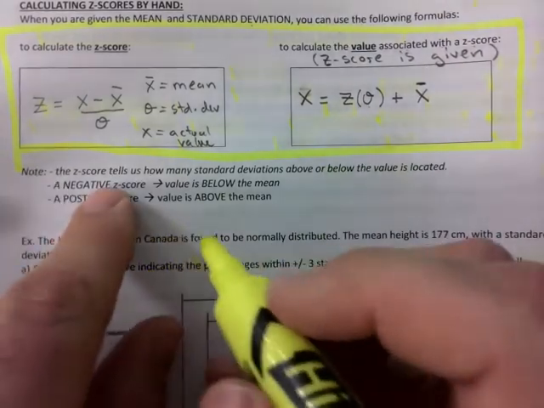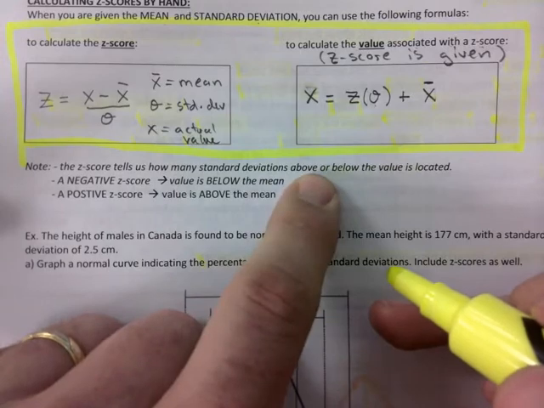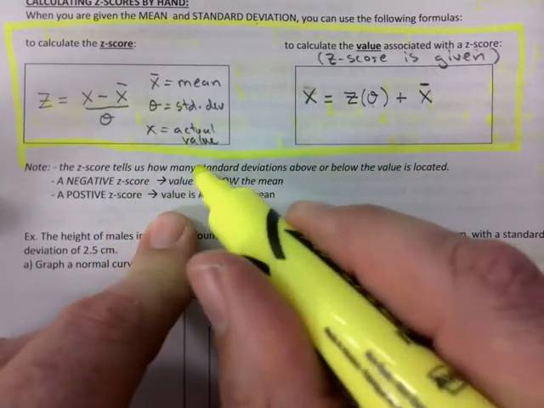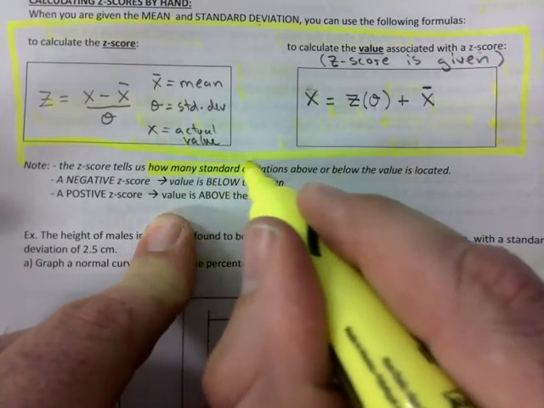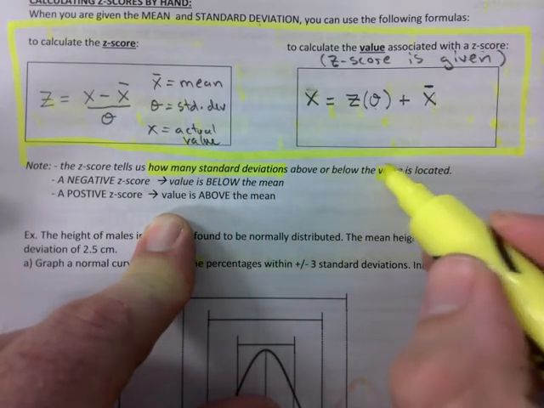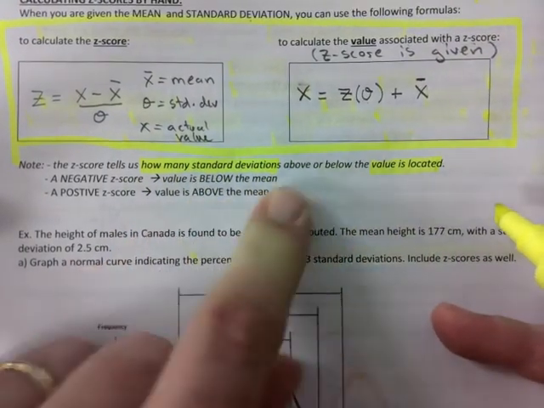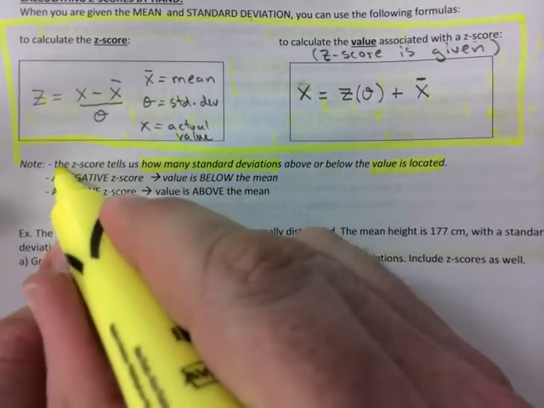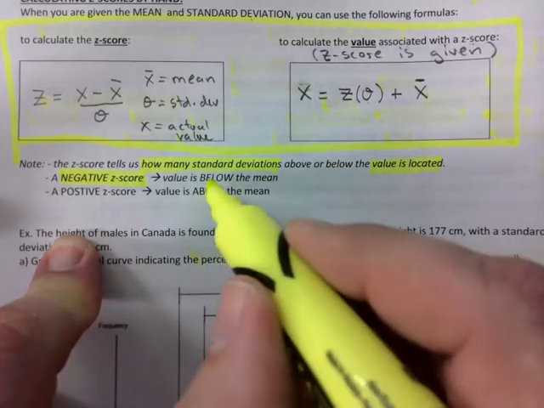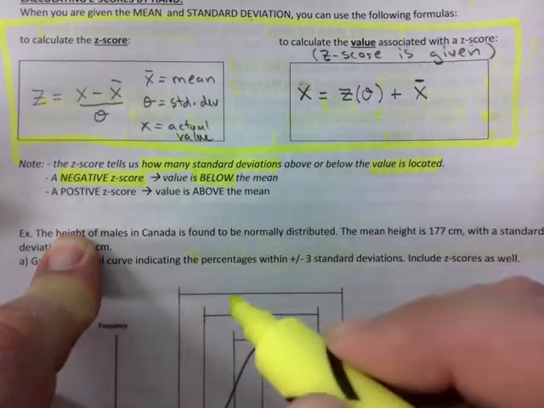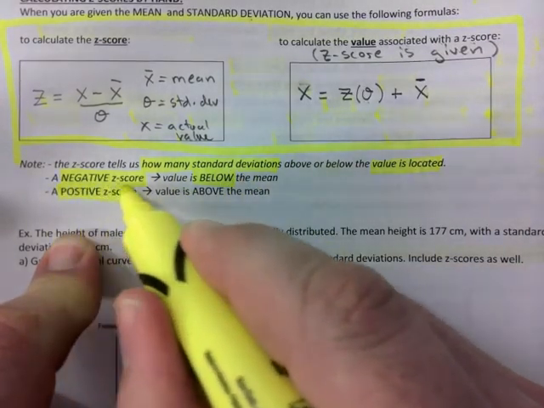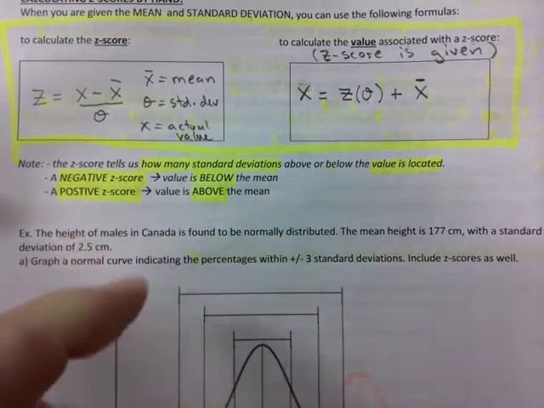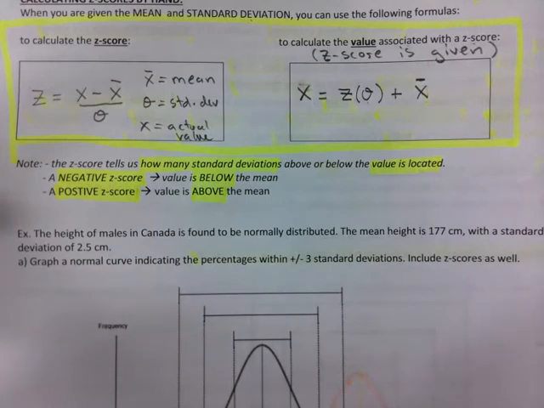Note the z-score tells us how many standard deviations above or below the value is located. How do you know above or below? Well, a negative z-score tells you that the value is below the mean, and a positive z-score tells you that it's above the mean. That's how you know.